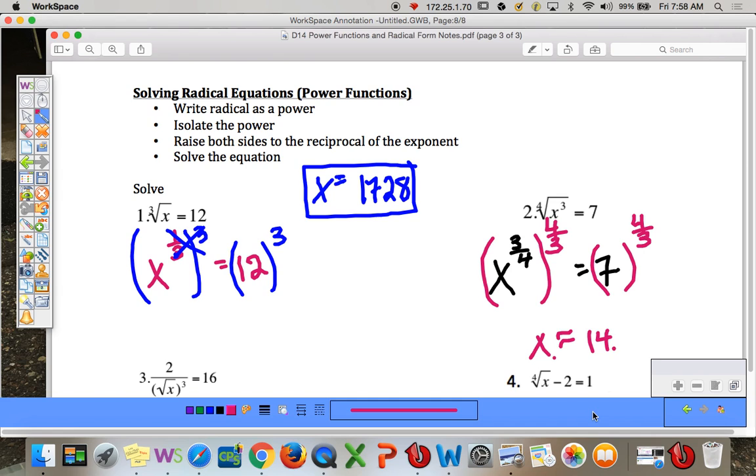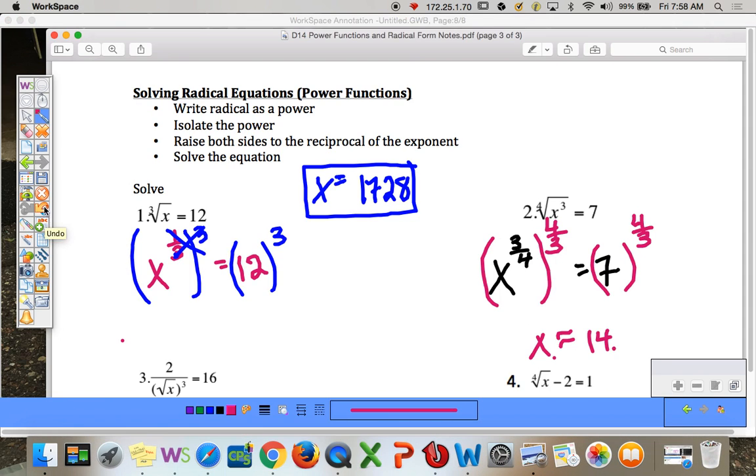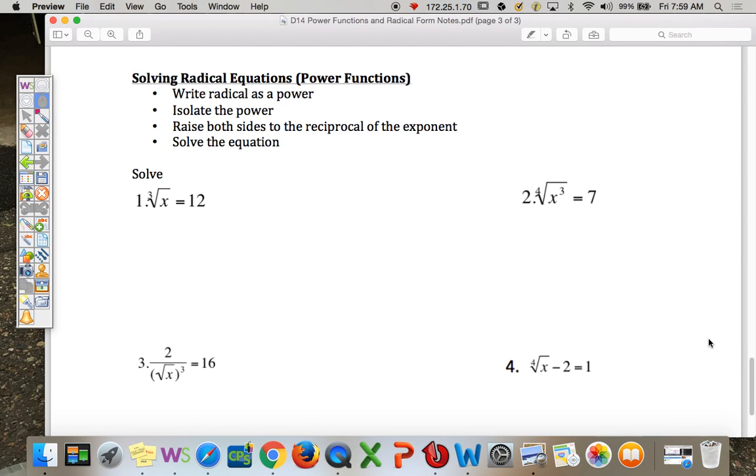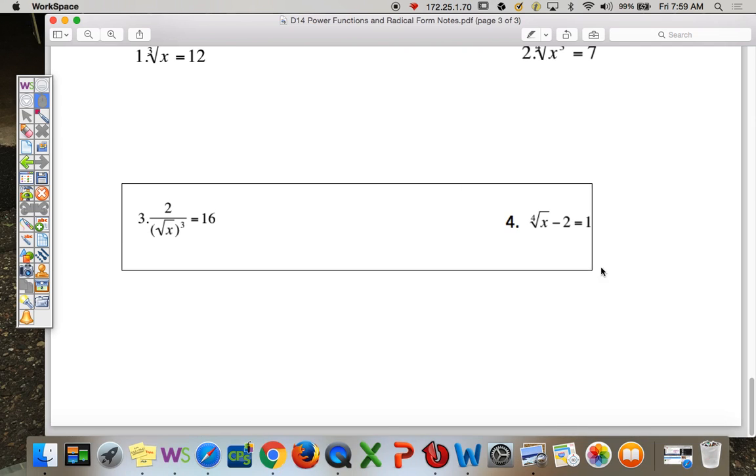So 14 or 13.39. I'll round to 4. And let's try the next one. I'm going to take a screenshot of these last two.